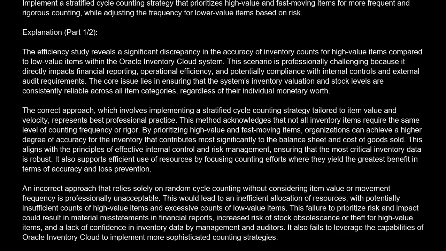The correct answer is C. Implement a stratified cycle counting strategy that prioritizes high-value and fast-moving items for more frequent and rigorous counting, while adjusting the frequency for lower-value items based on risk. Explanation. The efficiency study reveals a significant discrepancy in the accuracy of inventory counts for high-value items compared to low-value items within the Oracle Inventory Cloud system.